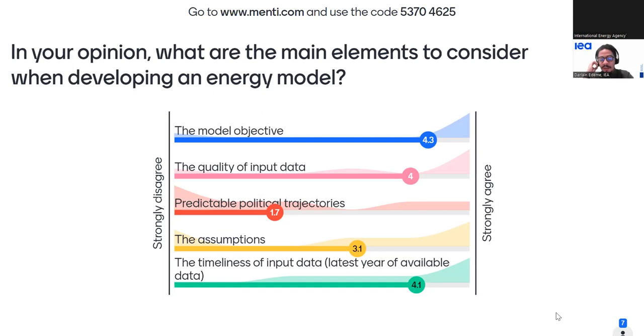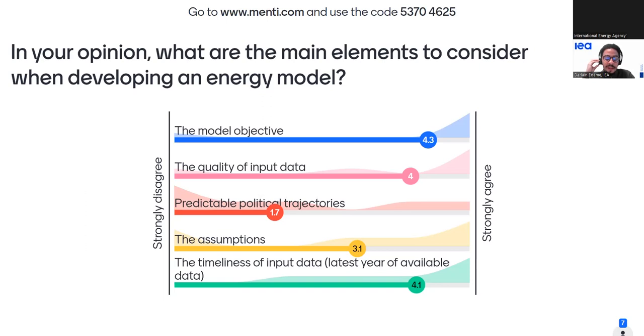You will see also during the next lectures that, first, clearly, the model objective. You can't develop a model without knowing what your goal is. This is paramount, but I would take it for granted, because for any action you do, you have to have in mind what the goal of that action is. But the quality of input data is really, really important, because the results of our modeling exercises strongly depend on the quality of the input data.